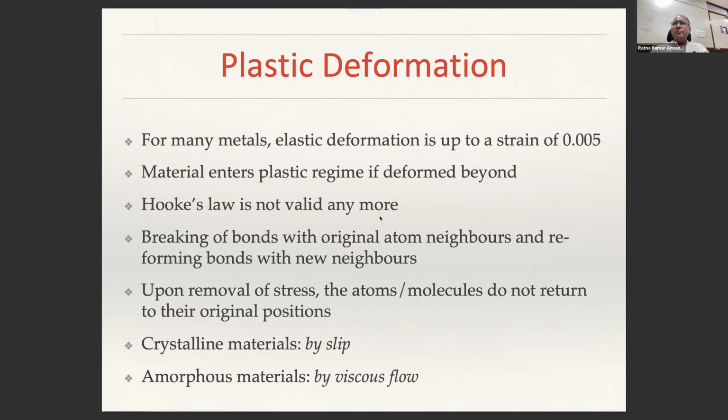So in crystalline materials, plastic deformation is represented by slip. We have discussed it at length. For an amorphous material, it is described by a mechanism called viscous flow, because dislocation-like defects cannot be seen in amorphous materials, as there is no crystal structure to begin with. We will mainly focus on crystalline materials, and the mechanism we already understood to be slip. Slip is nothing but plastic deformation by dislocation motion.